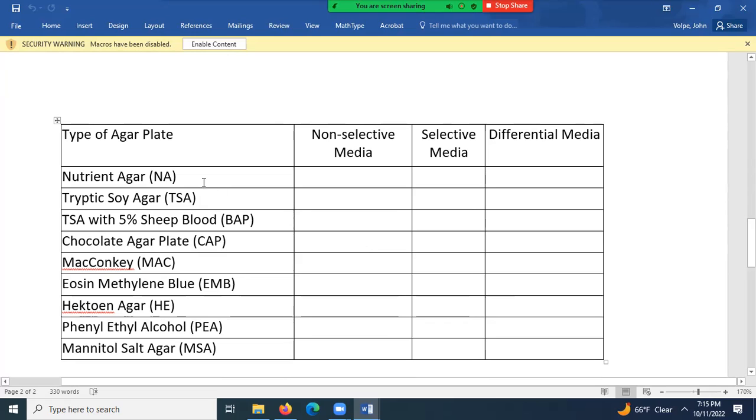So we have nutrient agar. You have to state, is it non-selective media, a selective media, or a differential media? Or you could say it's all 3 or 2 of the 3. Whatever it is, put an X in it, and then move on. Tryptic soy agar. Is it non-selective, selective, or differential? Okay.